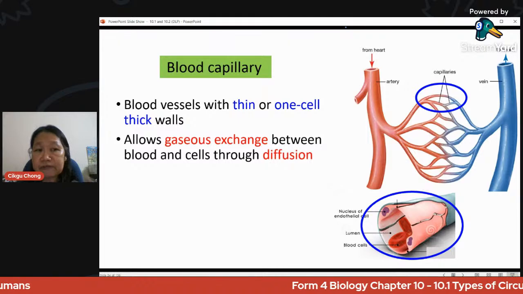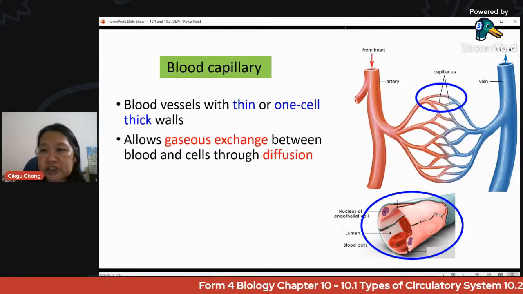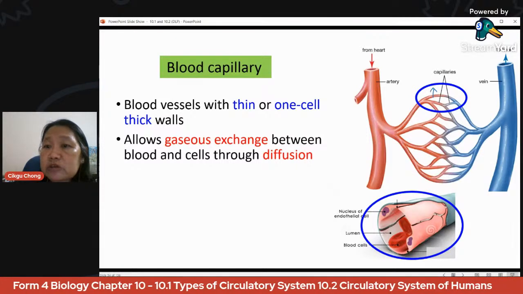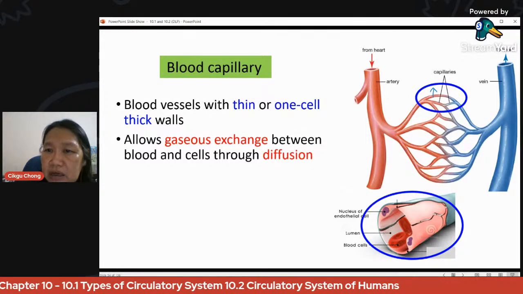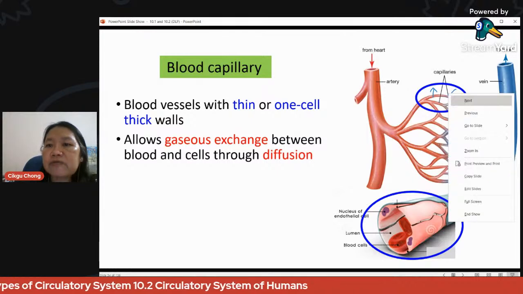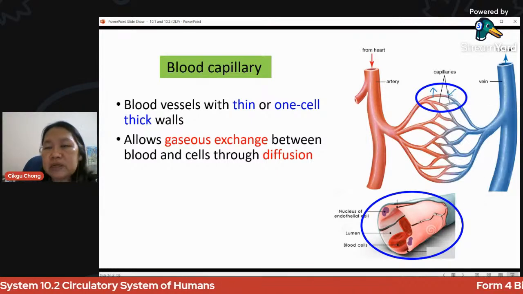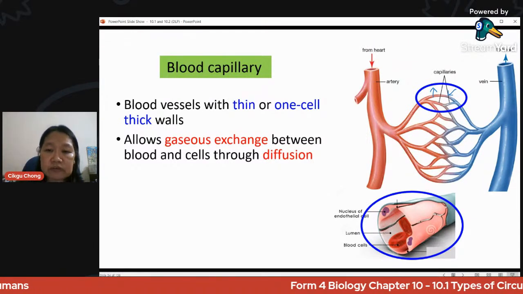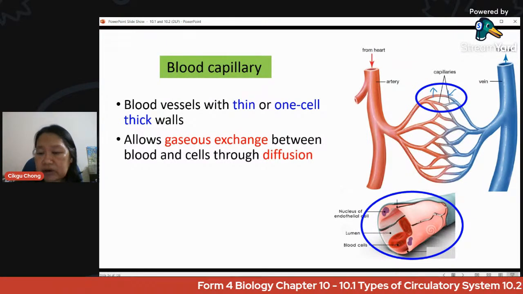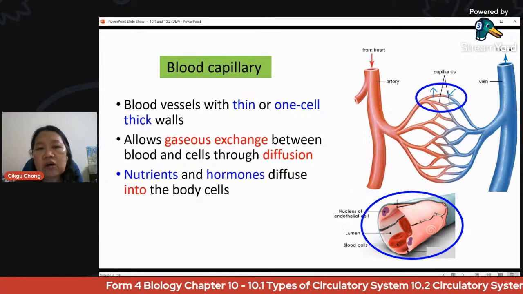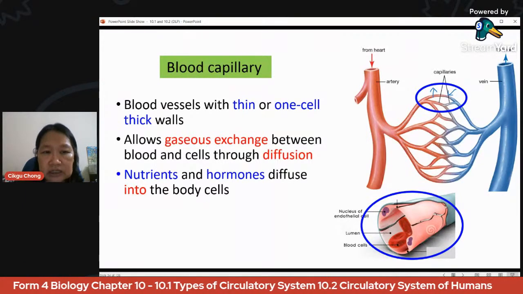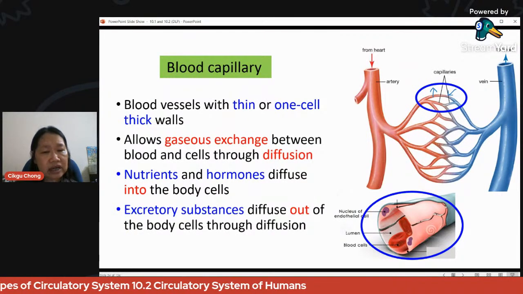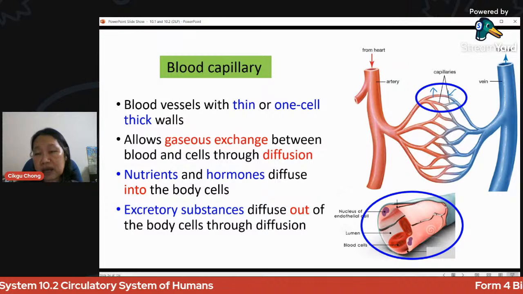Okay, function is to allow gaseous exchange, so oxygen will come out to be delivered to the body cells. At the same time, carbon dioxide will go in from the body cells to be collected back by the blood to be transported away, okay, through diffusion. So the blood again never comes out. Nutrients and hormones also diffuse into the body cells, and the waste products will diffuse out of the body cells and come into the capillary.